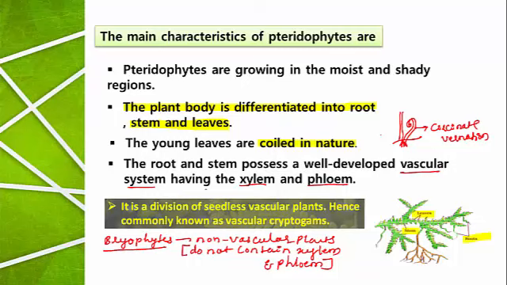But in pteridophytes, the xylem and phloem are present. Therefore, the pteridophytes are known as vascular plants. Remember, pteridophytes are superior to bryophytes. The pteridophytes contain xylem and phloem. Therefore, the pteridophytes are called vascular plants. The one similarity is that they also grow in moist and shady places, but here the plant body is differentiated into root, stem and leaves. The plants contain xylem and phloem. Young leaves show the coiled terminal part, which is called circinate vernation.